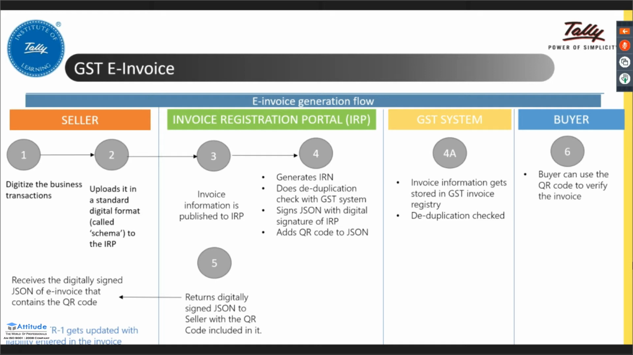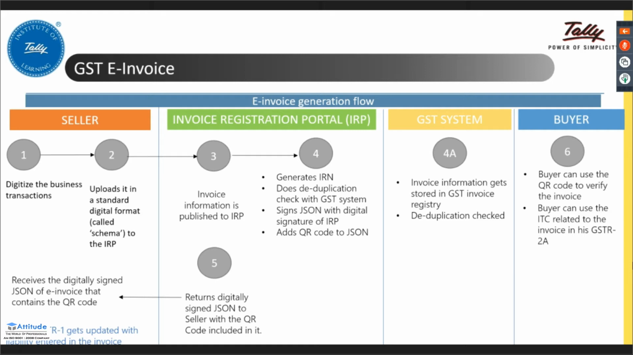What the buyer can do is, using his gadget, easily scan the QR code. Once he scans the QR code, he automatically gets the complete invoice details in his hands. So this is how the invoice generation flow works under the e-invoice structure. After scanning the invoice, the buyer will know that this is a valid invoice that he has received from the supplier.